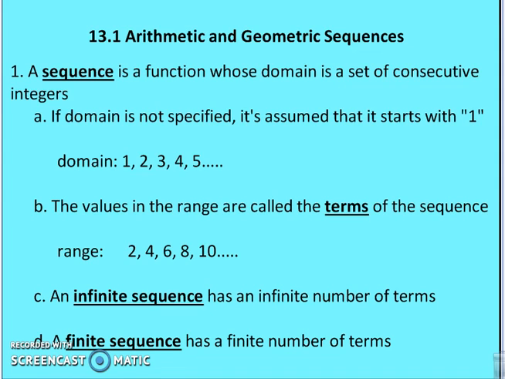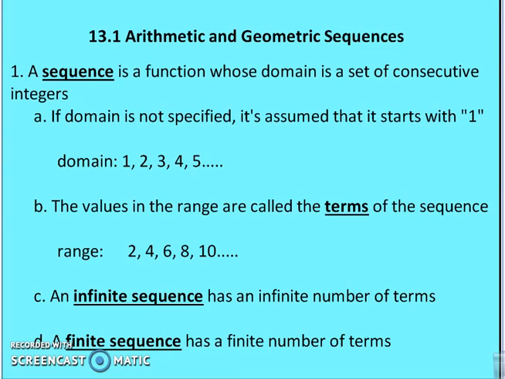All right, so a sequence is a function whose domain is a consecutive set of integers. So that means the input will be this consecutive set, typically starting with 1 and moving up 1 unit or integer value indefinitely or limited to a specific set of inputs. So a domain, for example, would be 1, 2, 3, 4, 5, 6, 7, and so forth.